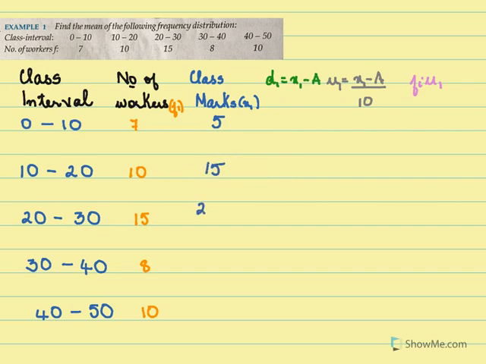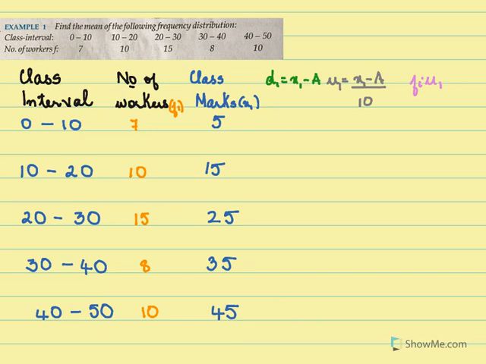For the next class, lower limit 20 plus upper limit 30 divide by 2 equals 25. Next, lower limit 30 plus upper limit 40 divide by 2 equals 35. Next class, lower limit 40 plus upper limit 50 divide by 2, and that equals 45.